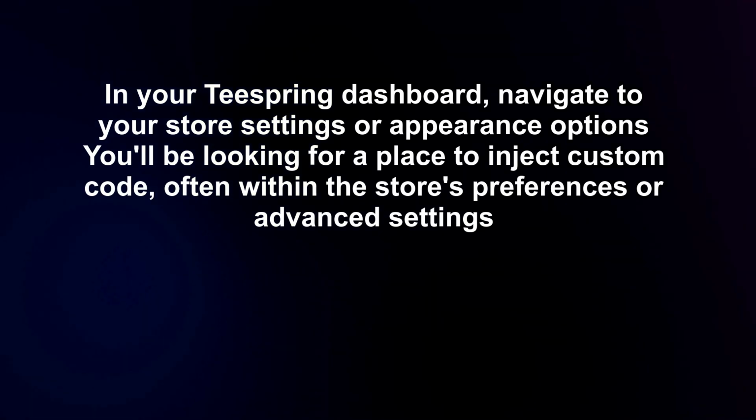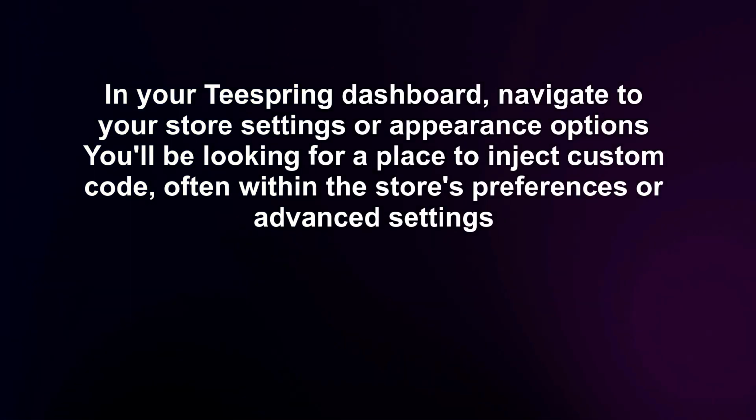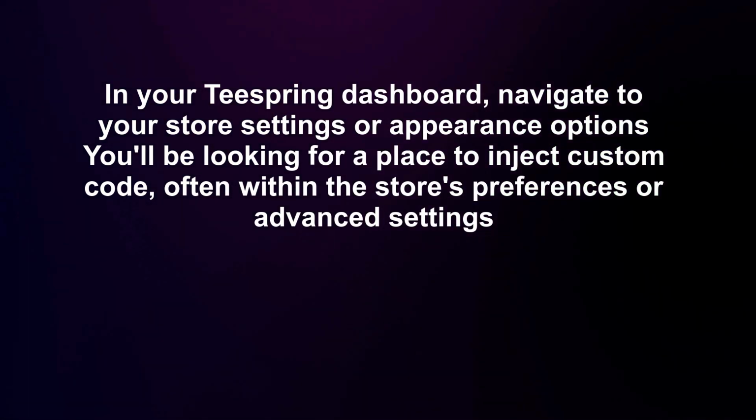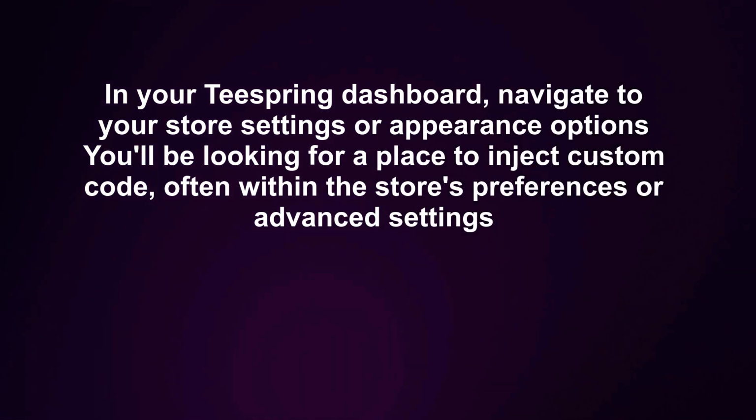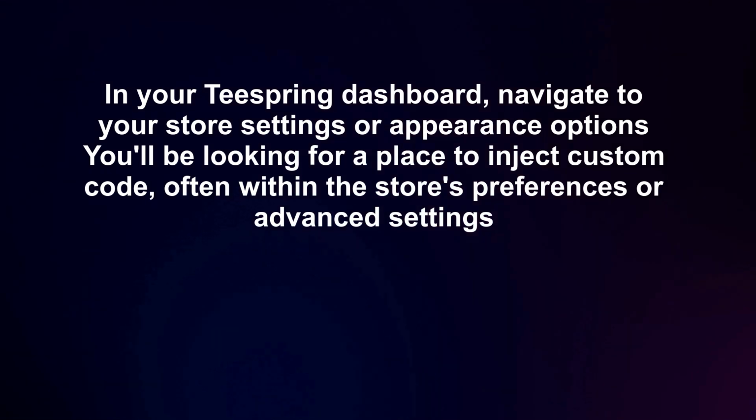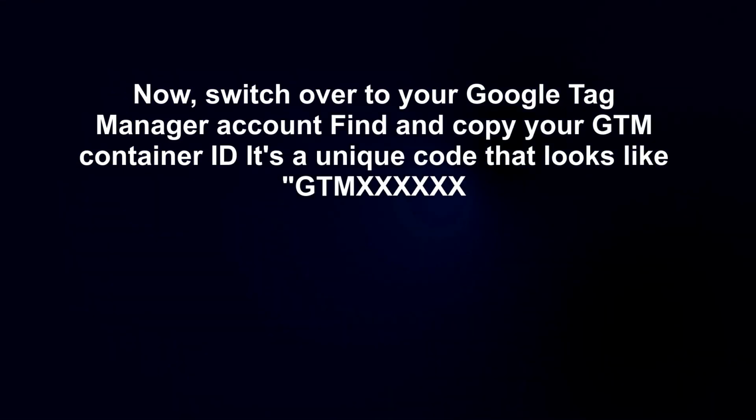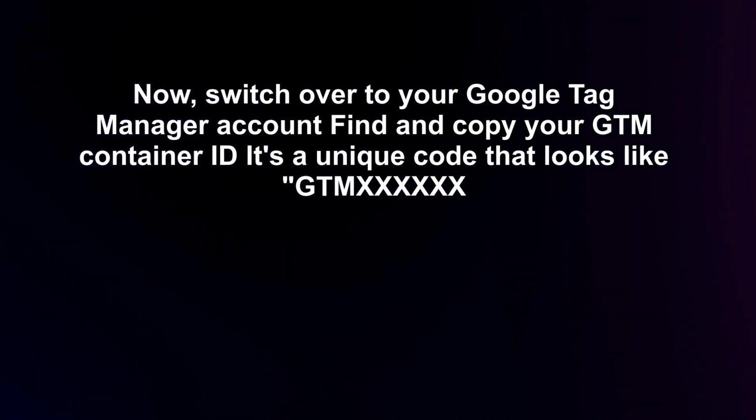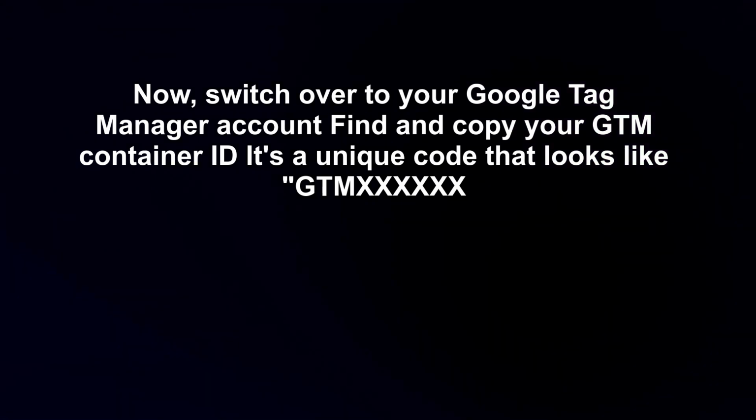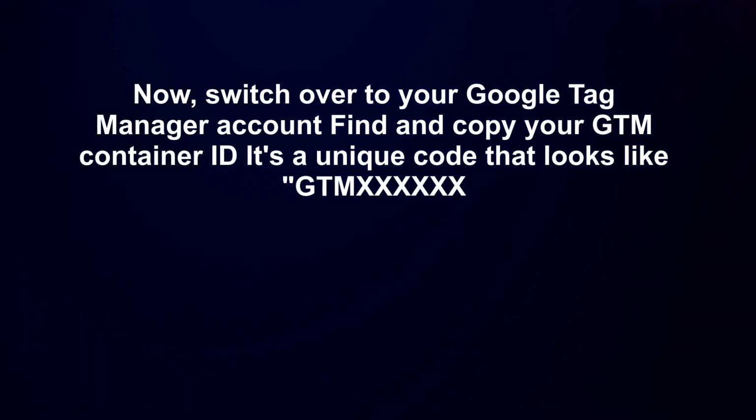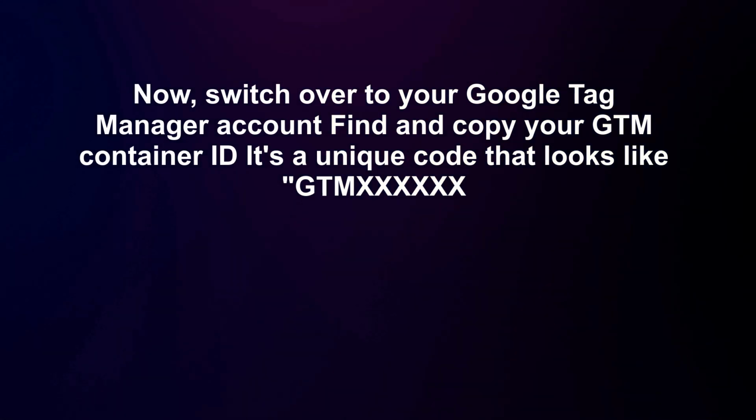In your Teespring dashboard, navigate to your store settings or appearance options. You'll be looking for a place to inject custom code, often within the store's preferences or advanced settings. Now, switch over to your Google Tag Manager account, find and copy your GTM Container ID. It's a unique code that looks like GTM-XXXXXX.